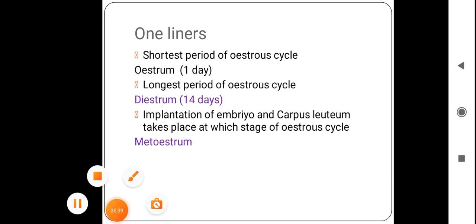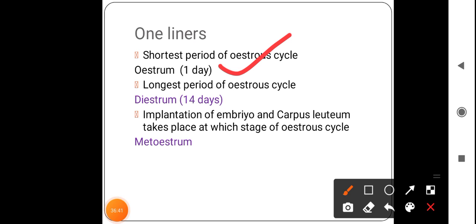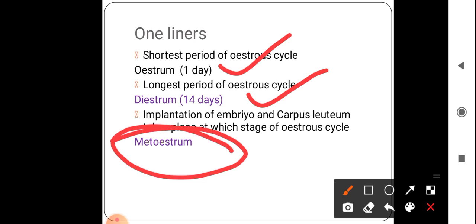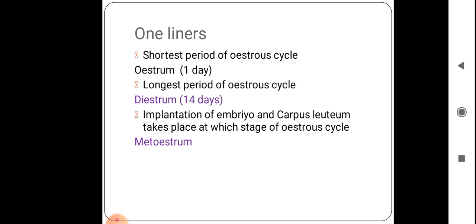The shortest period of the estrus cycle, which is very easy for you, is estrum. The longest period of the estrus cycle is diastrum, as we have already discussed. Implantation of the embryo and corpus luteum take place at which stage of the estrus cycle? It happens in the metastrum stage.